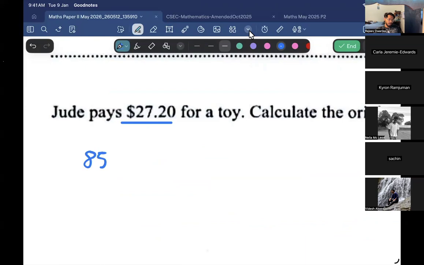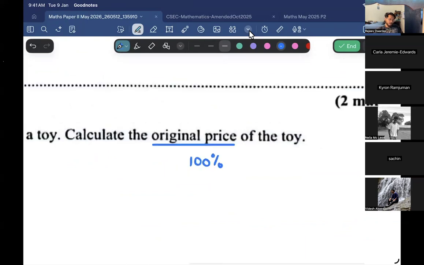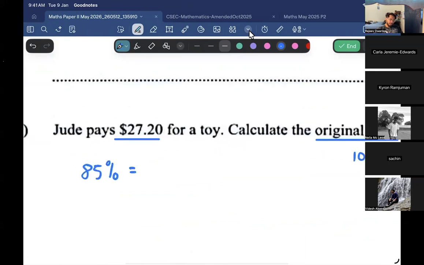85%. Good. And if they want us to find the original price, what percentage will that be? 100%. So we know that 85% is equal to the $27.20, right? That's how much he paid. So what should I do now? To find the original price, you should put the 27.20 over the 85 and multiply by 100. All right, I presume you just learned that in school.